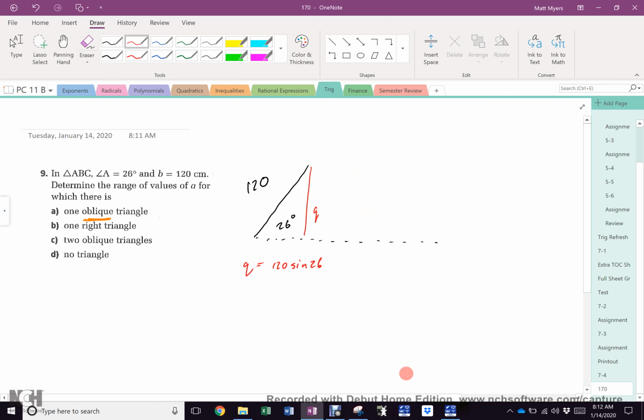So we get out our calculator, which I do not have one in front of me, and I hate using the one on the computer. Oh, there it is.